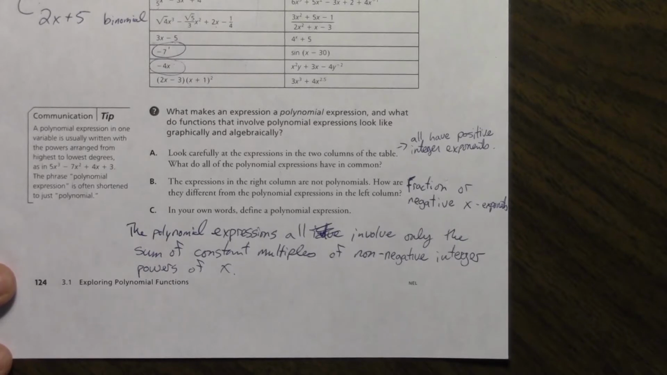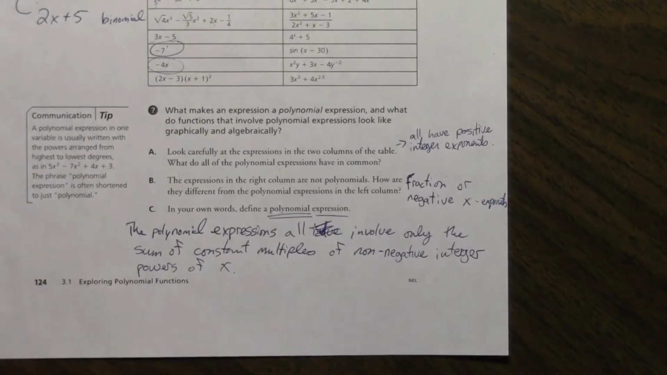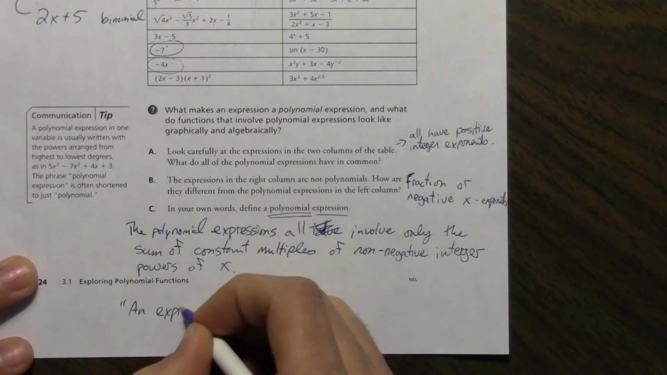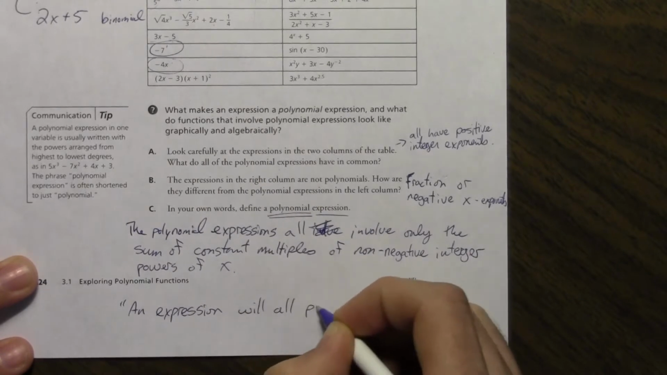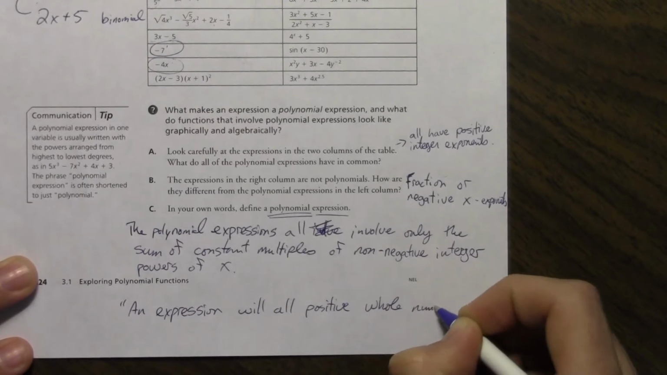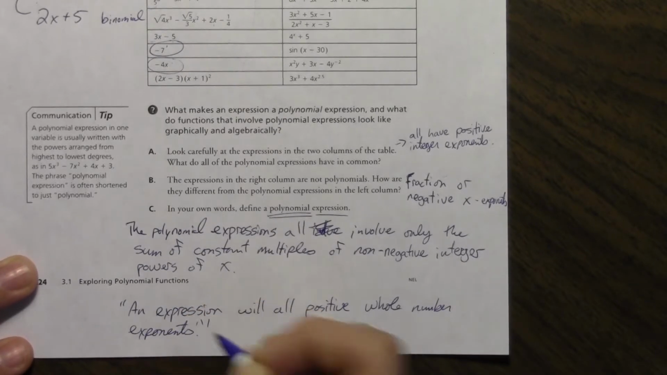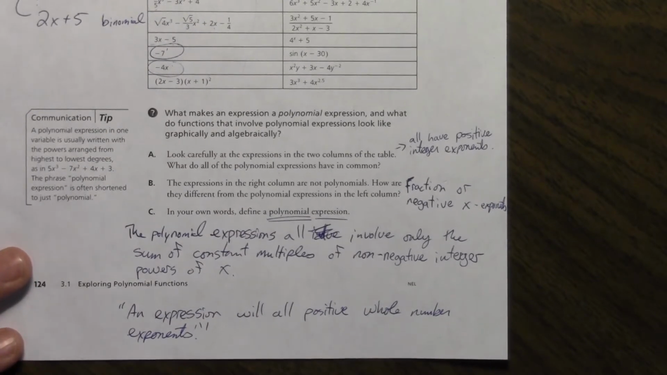Everything we just talked about. How would you say a polynomial expression? How would you define it? Define a polynomial expression. This is important, right? You want to be able to know what it is. Alex. It's an expression with all positive whole number exponents. Yes. I'd ask somebody else, but that's pretty perfect. Okay? That's as simple as it gets. It's an expression, all whole number positive exponents.